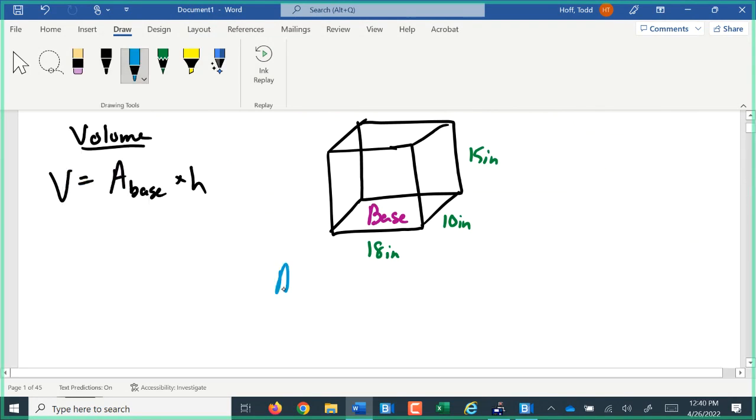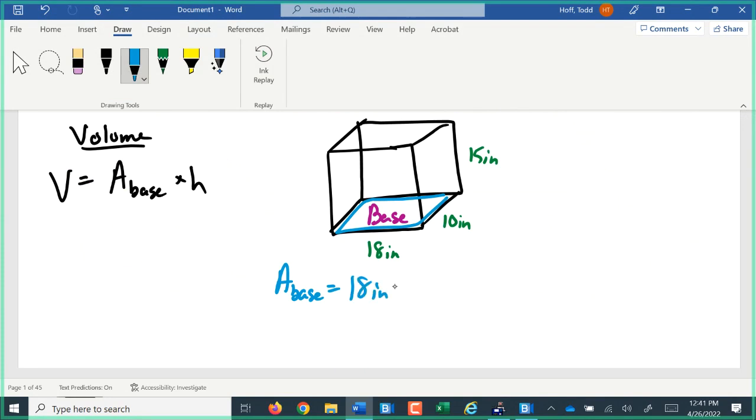So we find the area of the base. Since this is the box, the base is a rectangle. How do I find the area of that rectangle? 18 by 10 divided by 2. It's a rectangle, so it's just 18 times 10.